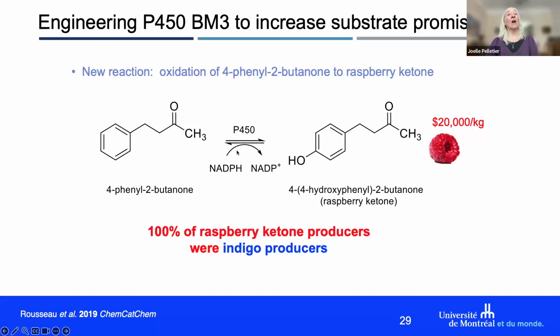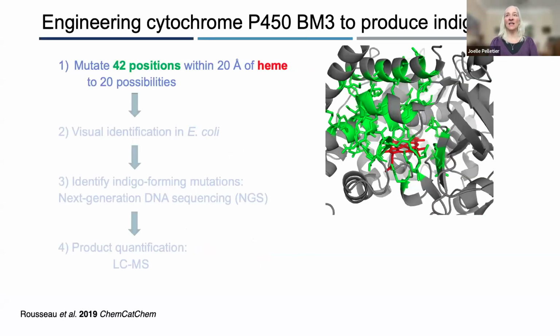So when we identified our new indigo producers, we found that those that produced raspberry ketone were indeed indigo producers, and any variant that did not produce indigo did not produce raspberry ketone. So this small-scale effort encouraged us to continue.